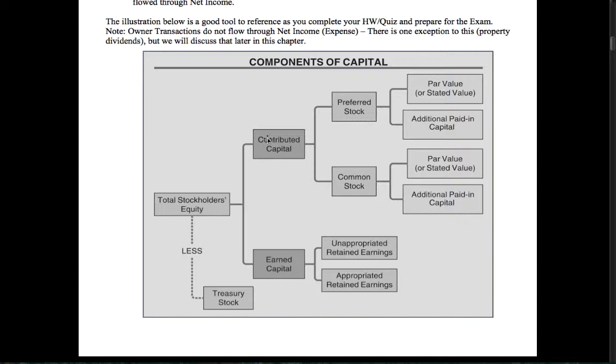This illustration below is a good tool to reference as you complete your homework and your quiz and prepare for the exam. This illustrates the basic structure and components of a company's capital, and I just wanted to make sure that you had this as a reference tool as you complete the course materials. One note I would like to make is that owner transactions do not flow through net income or expense. There is one exception to this, and it is property dividends. That is not always the case with property dividends, but there is an instance when it does impact net income through expense. We will discuss that later on in this chapter.